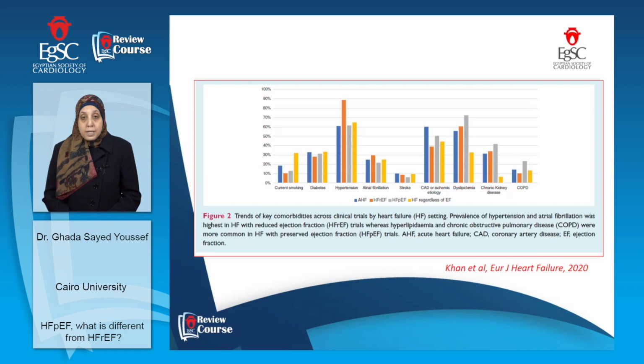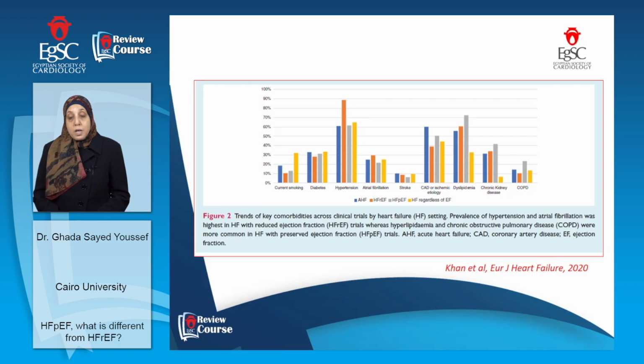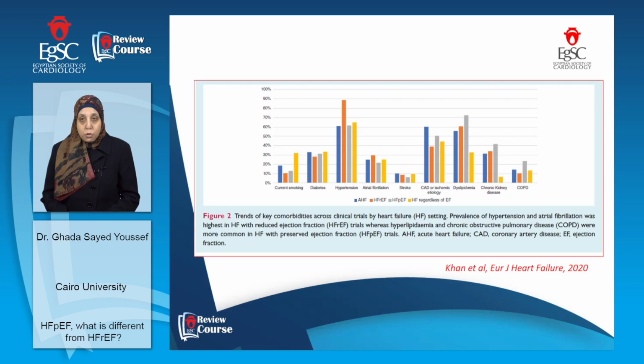And in these trials, they observed that patients with HFrEF have a higher incidence of hypertension and a higher incidence of atrial fibrillation, while patients with HFpEF have a higher incidence of coronary artery disease, dyslipidemia, chronic kidney disease, and COPD.